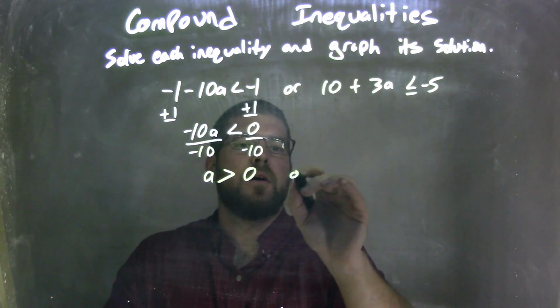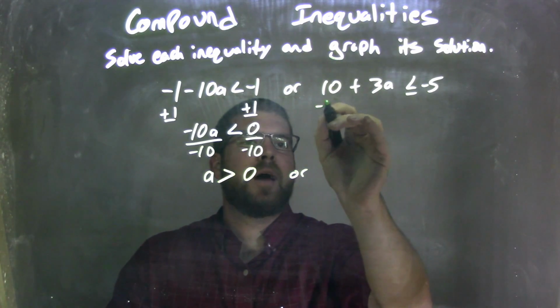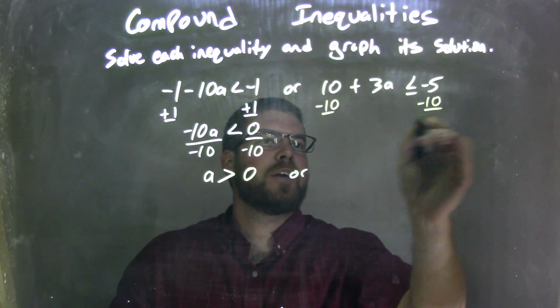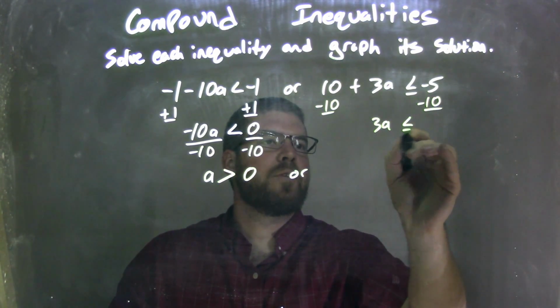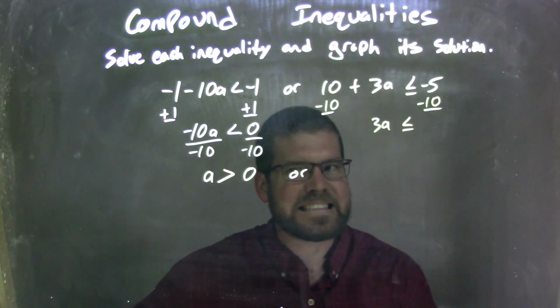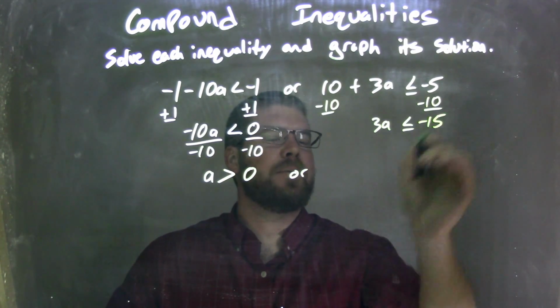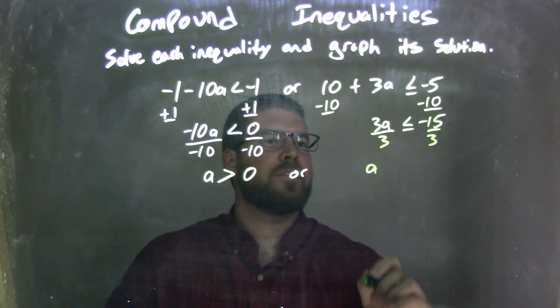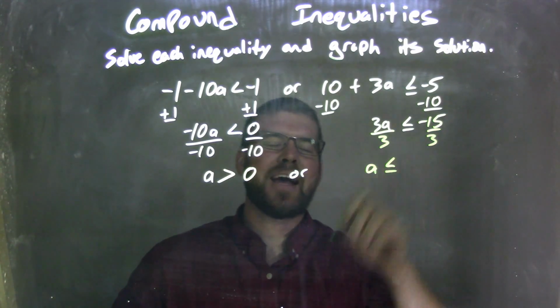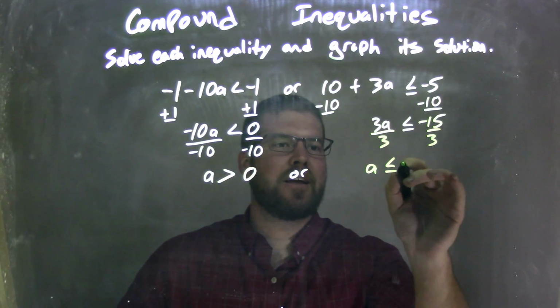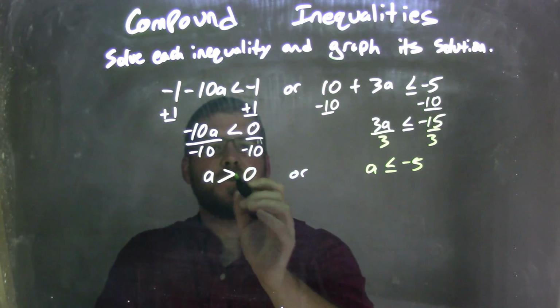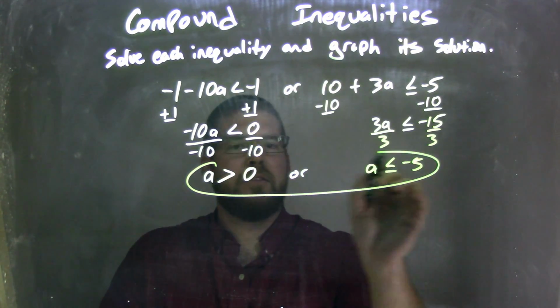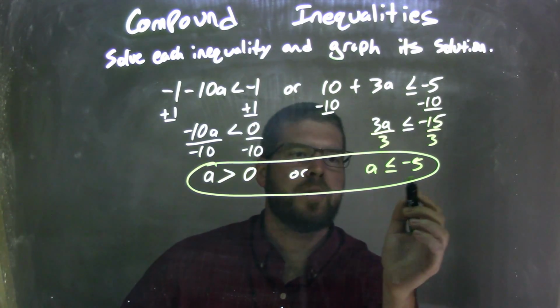Okay? So now I'm going to solve this one. I'm going to subtract a 10 to both sides, giving me 3a here is less than or equal to -5 minus 10 is a -15. Then I'm going to divide by 3 to both sides, leaving me a by itself is less than or equal to -15 divided by 3 being a -5. So now I have my two parts. I have a is greater than 0, or a can be less than or equal to -5.